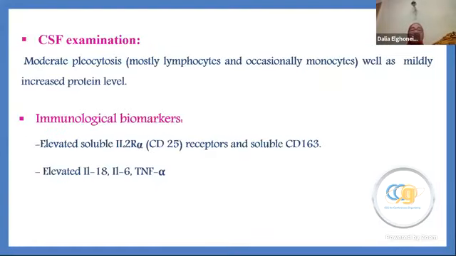We can see the CSF moderate pleocytosis, immunological biomarker. This is a promising biomarker concerning accessing the soluble CD163 and measures the cytokines interleukin-18, interleukin-6 mainly. However, elevated soluble interleukin-2 receptor alpha CD25 is now available, and it is one of the criteria of the HLH 2004 classification criteria for primary hemophagocytic lymphohistiocytosis, but it is not available in all labs.